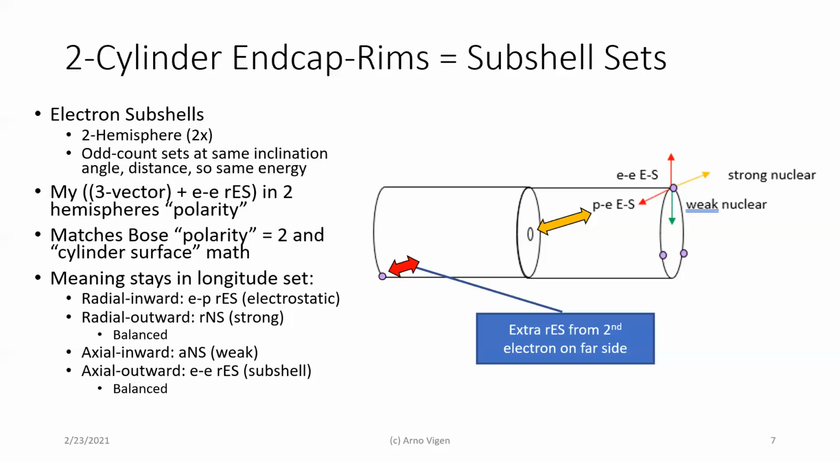In fact, the math of this was described by Bose in his Nobel Prize winning paper in 1924. He talked about polarity, too. Well, that's the Pauli pairs at 180 degrees. And he talked about the cylinder surface math, that somehow electrons never get towards each other's, but they stay in these cylinders. Well, his cylinder surface is my end cap rim.